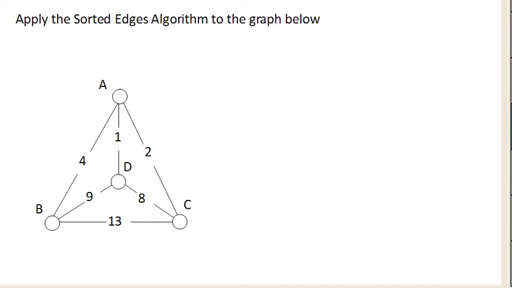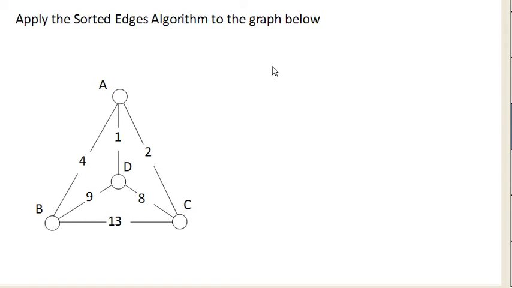So the problem with the nearest neighbor algorithm is that it's greedy. It doesn't look ahead. And so this time, we're going to use a different method called sorted edges, or the cheapest link algorithm. And the idea here is we're going to start out by listing all of the edges in the graph from cheapest to most expensive.